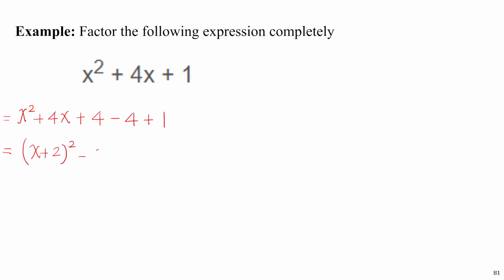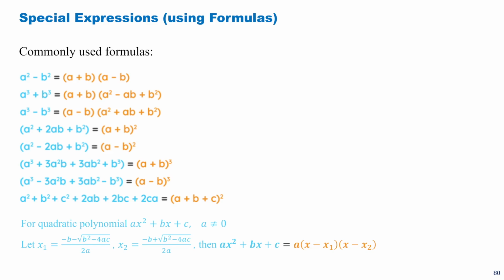And then minus 3. Then we can use the formula a squared minus b squared equals a plus b times a minus b, right? And this gives us x plus 2 plus square root 3 times x plus 2 minus square root 3. So this is a factored form of this trinomial, right? Sometimes this is also called completing the square method. And of course, if you don't want this method, you can always use the last method to factorize a quadratic polynomial, right?